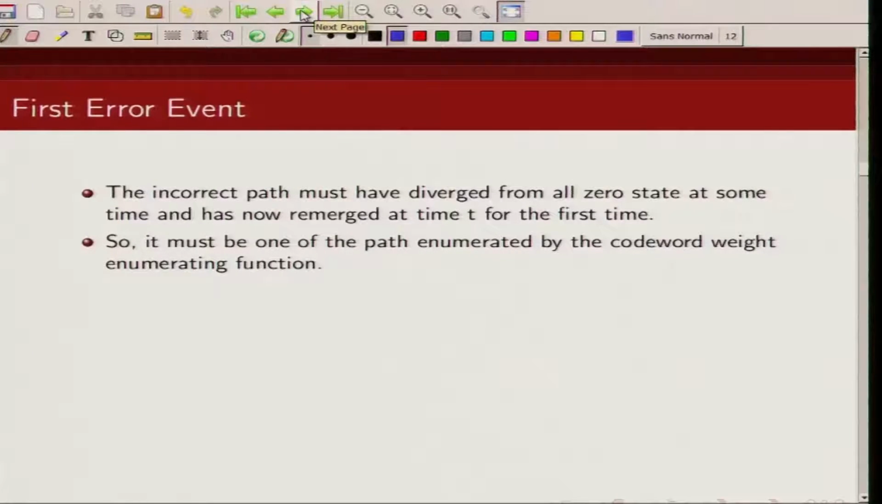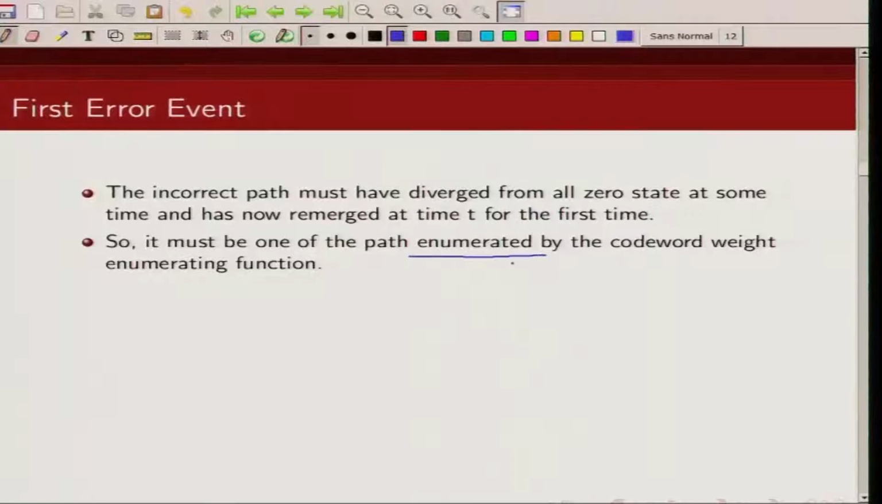Now, can we find out the weight corresponding to this incorrect path? Yes, we can, because when we write the weight enumerating function of a convolutional code, it enumerates the weight distribution of all valid code words. Any path through this trellis diagram is a valid code word, so we can easily enumerate the code weight corresponding to any path through this trellis.